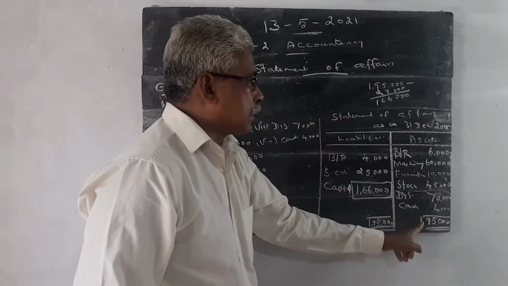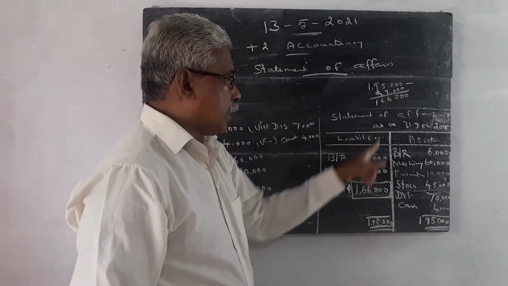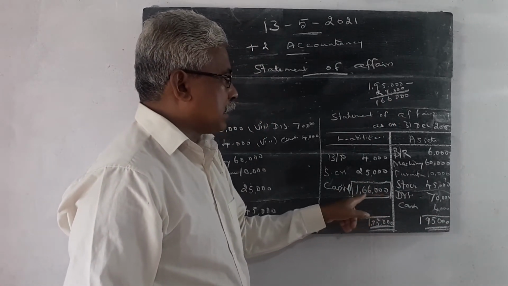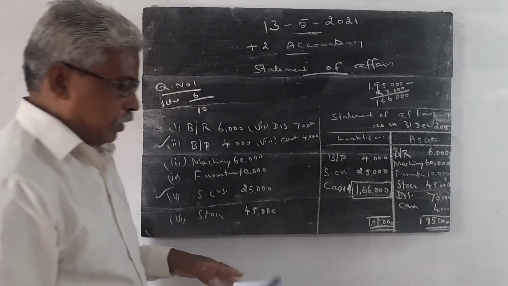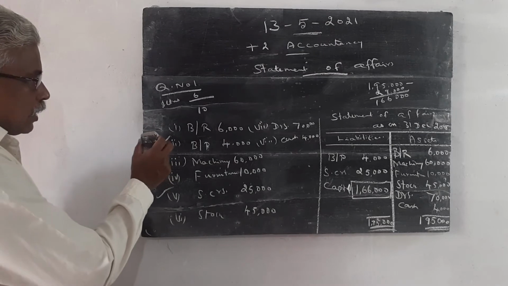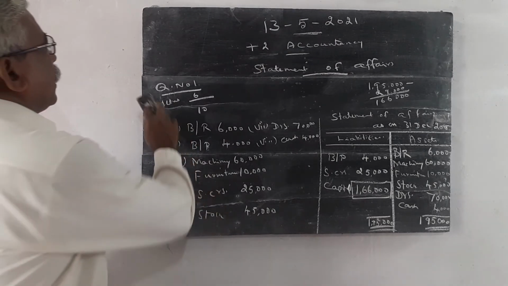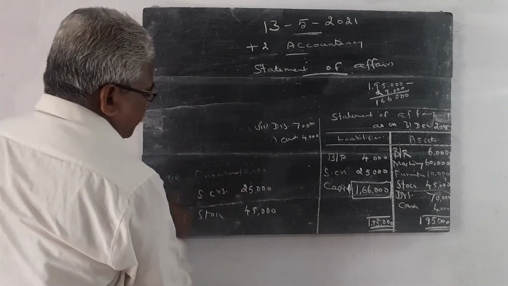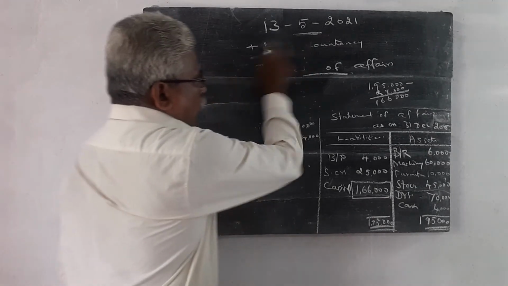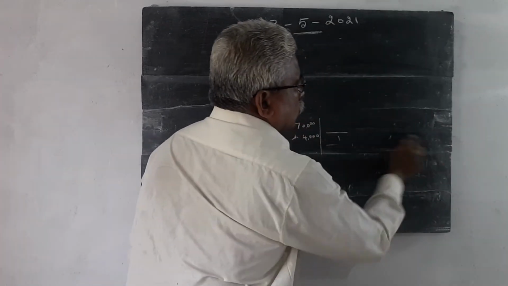The total in the asset side is 1,95,000. Then 1,95,000 minus 29,000 is equal to 1,66,000, which is the answer. Then, dear students, we have one more question. This is an illustration. The problem is solved in the textbook itself. Then I give one more question from the exercises. Only one question is given in our textbook. We have to do this question.